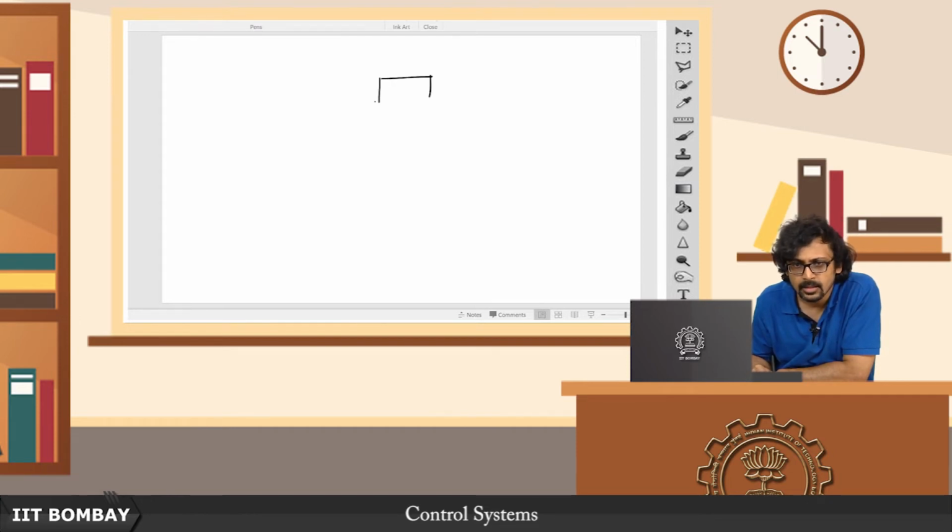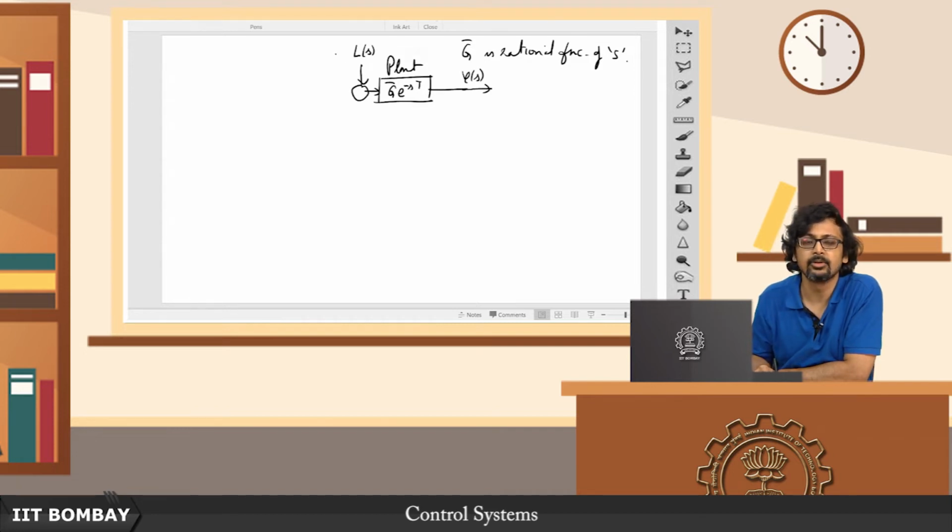Suppose you have this plant which is given by G bar e to the minus st, where G bar is a rational function of s. This is something I cannot do anything about, this is the plant there. And suppose there is a load disturbance here, and there is an output here. There is nothing you can do about this, it is always going to come accompanied with the plant, some source of a load disturbance injected with this.